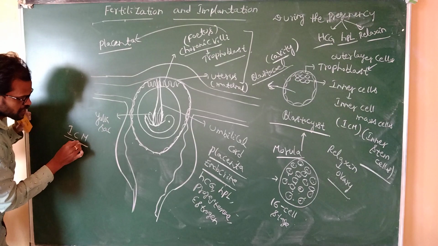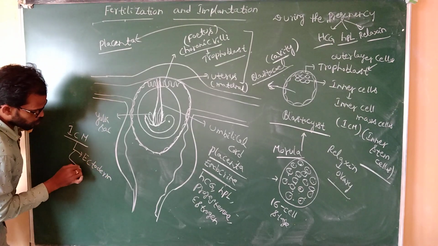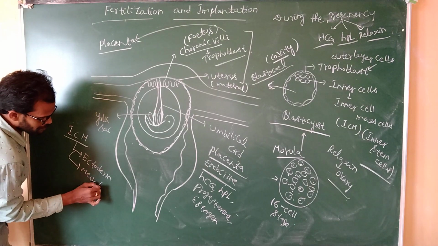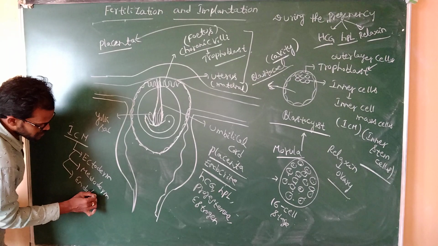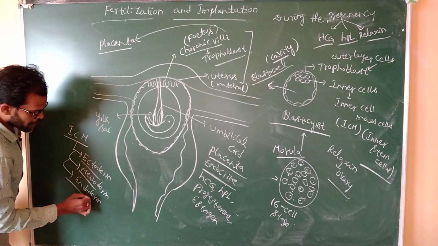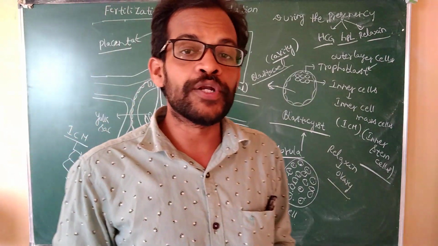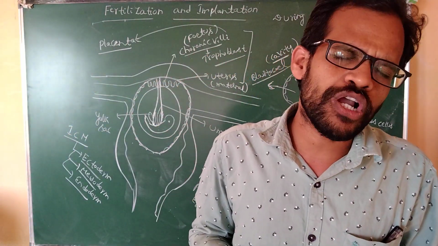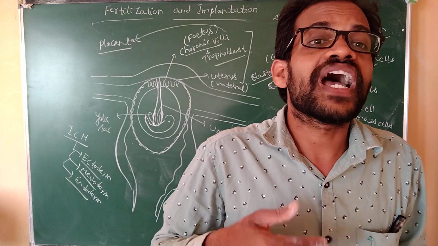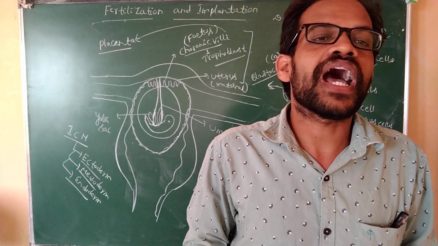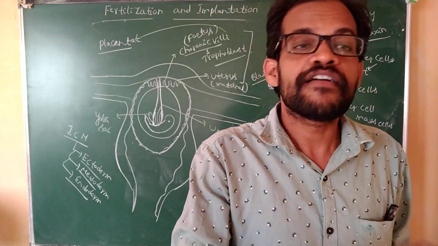The inner cell mass cells are stem cells. They form the ectoderm, mesoderm, and endoderm. The ectoderm is the outer layer. These three layers continuously divide and produce the cells, tissues, and organs of the entire fetus.